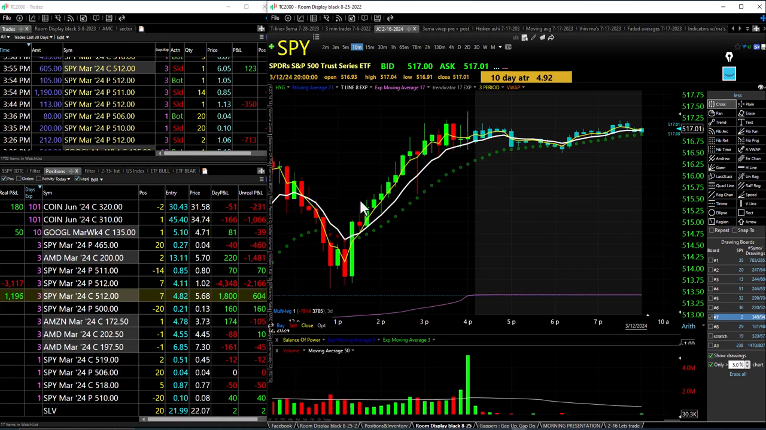If price takes out the 10 cents below this, then the whole trade is corrupt. I don't want it anymore. Okay? If price reverses all the way back down and takes out that low, I don't want it anymore.